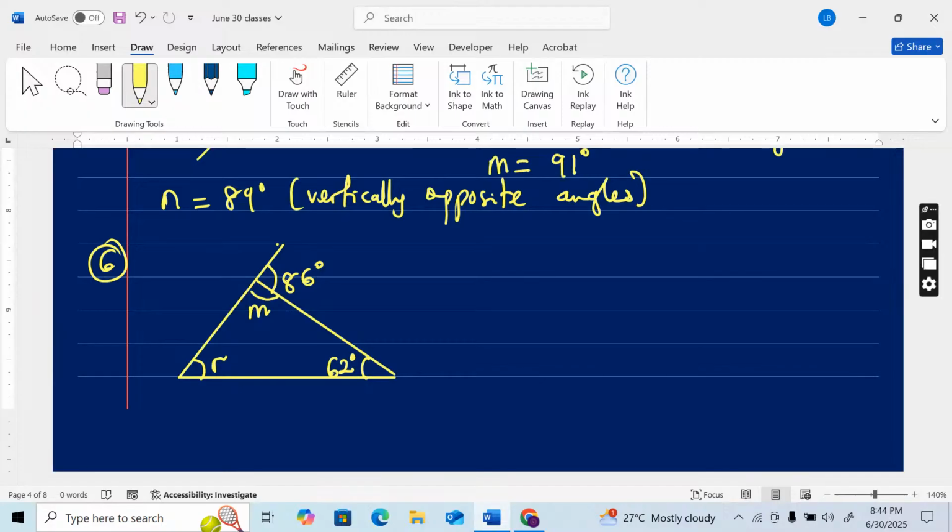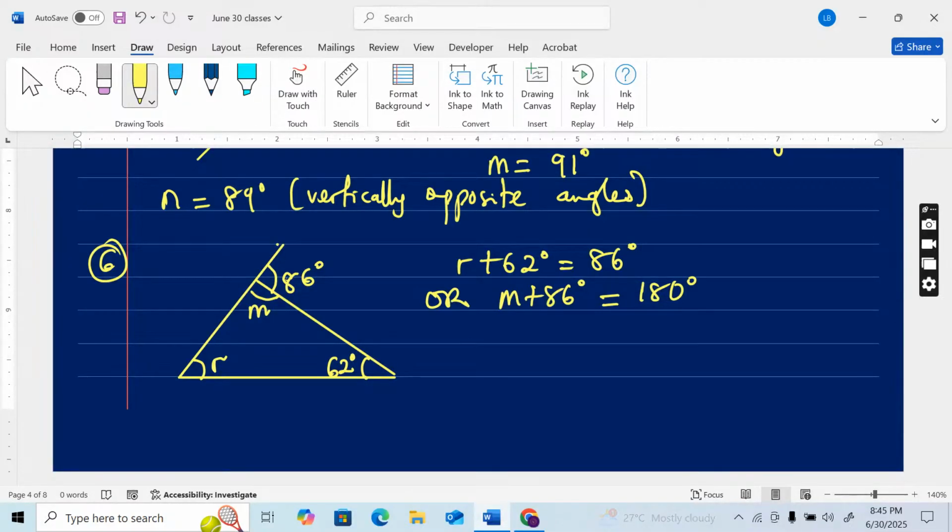So we can say R plus 62 degrees gives us the exterior angle, that's 86 degrees. Or another thing we can do is get the value of M, because before you get R, you may have to get M. You can also say M and 86 degrees are angles on a straight line. So M plus 86 equals 180 degrees. Once you get your value for M, you can come back and get that of R. Whichever way you do it, you're going to get the same answer.